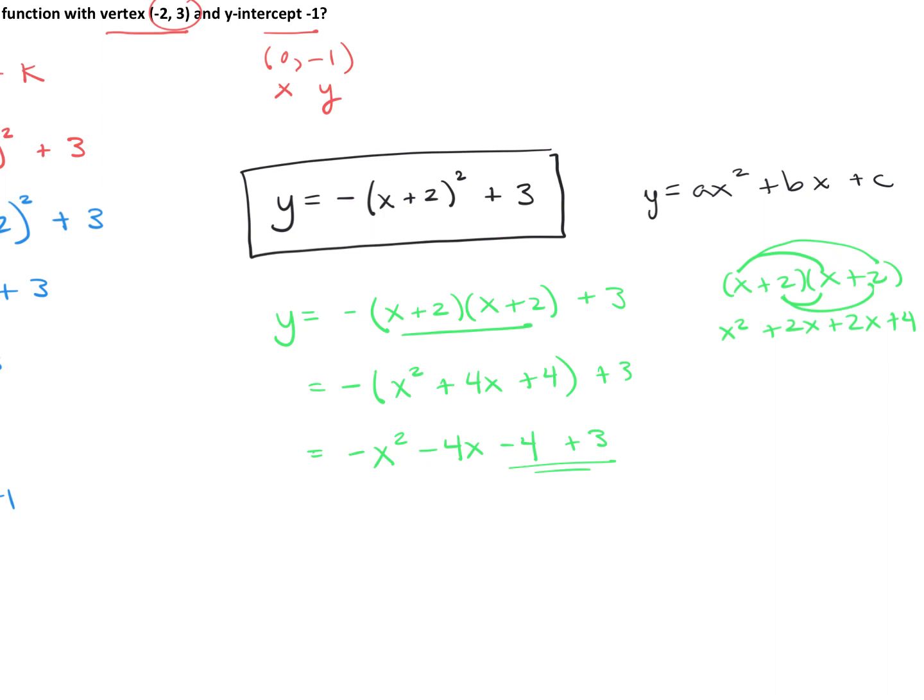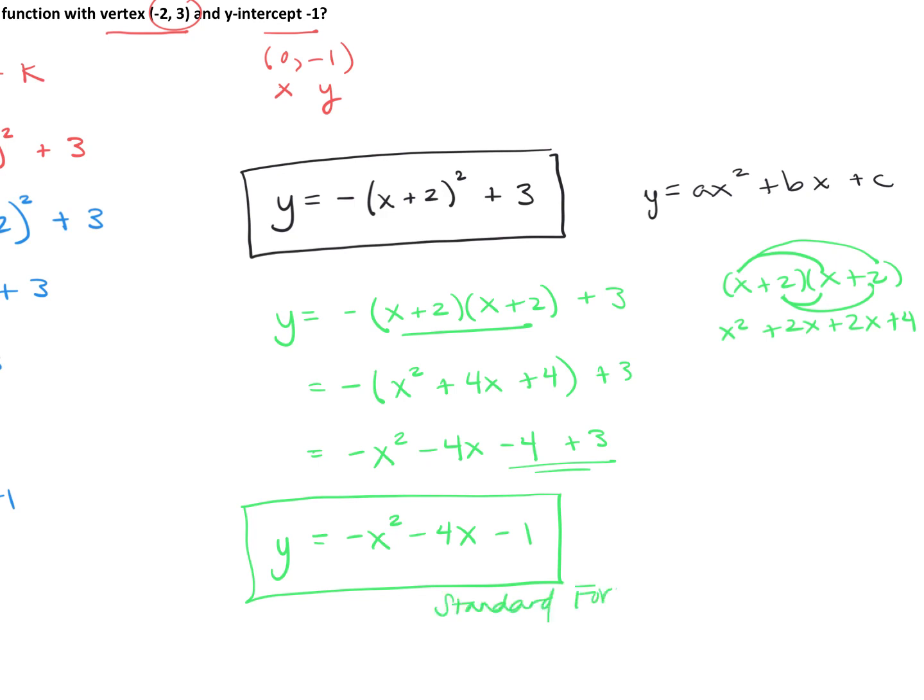Now we have those like terms. I'm going to go ahead and write y equals -x squared minus 4x minus 1. This is another equation of our quadratic function. This is actually called standard form. You guys are going to work with standard form more in this chapter, and that's how you can get from vertex form into standard form.